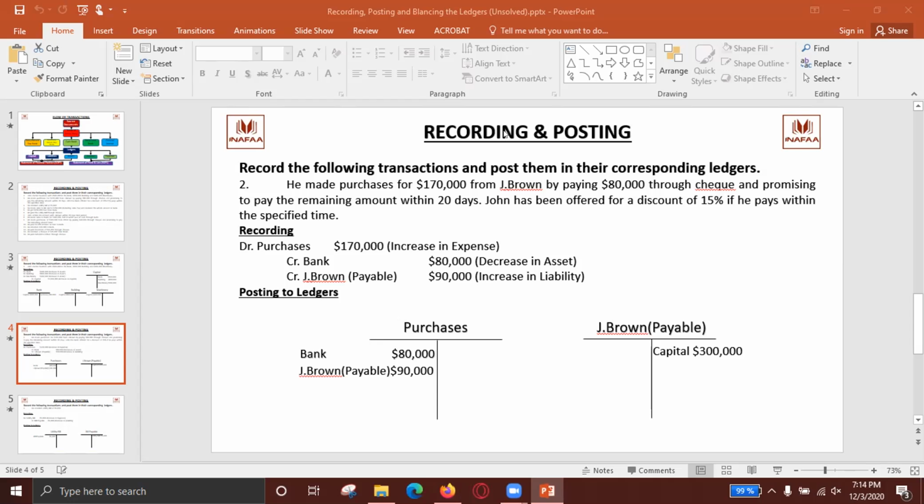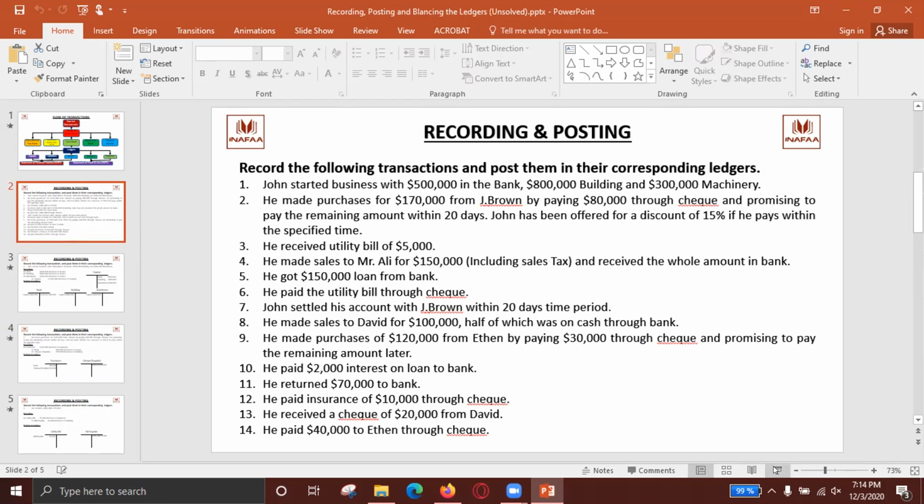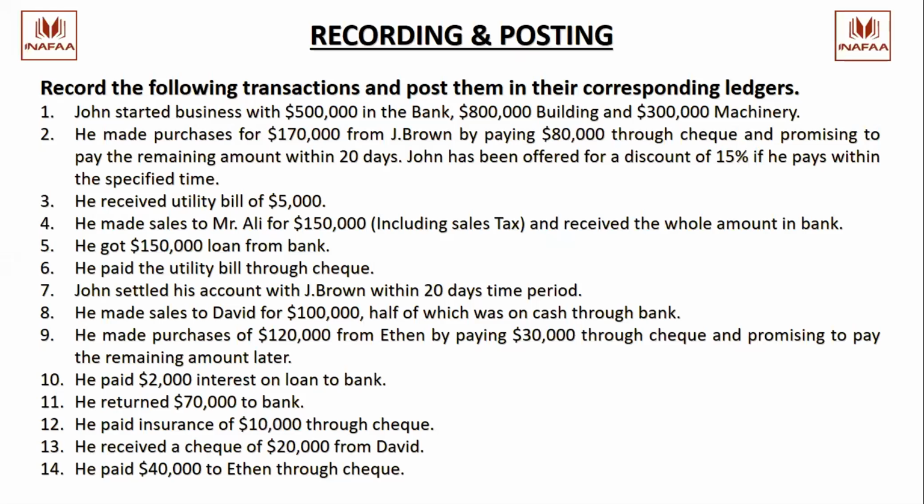Okay, guys, let's start. You might be able to see my screen. These are some transactions. What we will do, we will initially record these transactions. John started business with 500,000 in the bank, 800,000 building, and $300,000 machinery. You see, these are three transactions. You can record these transactions separately, or you can record these transactions together as a compound entry. As I told you, you can also record it as a compound entry.